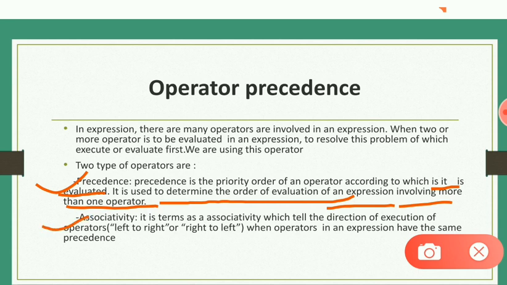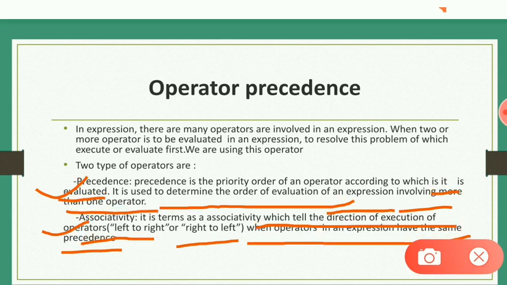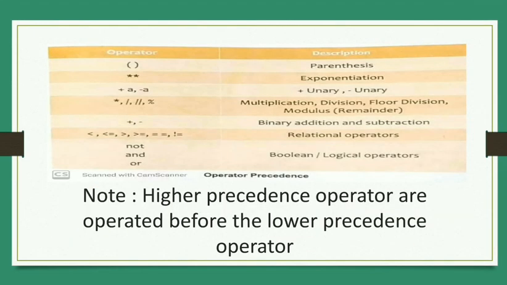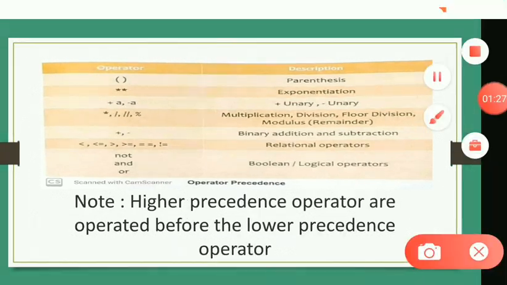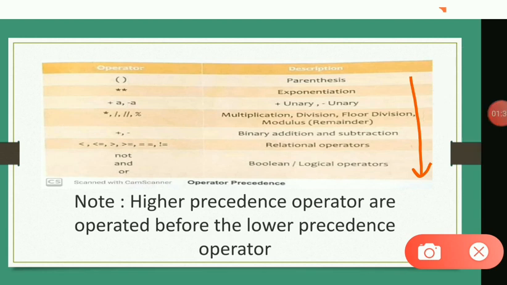It is termed as the associativity, which tells the direction of the execution of the operator, left to right or right to left, when operators in an expression have the same precedence. Okay, with this picture you can understand more. This works from top to bottom.